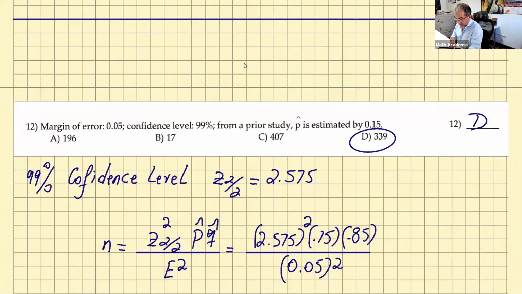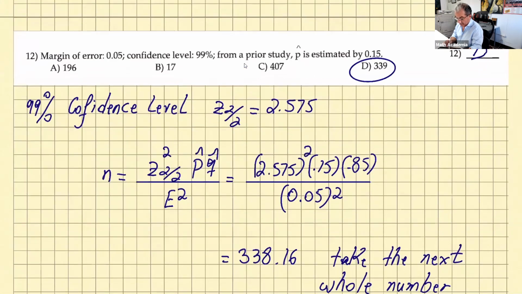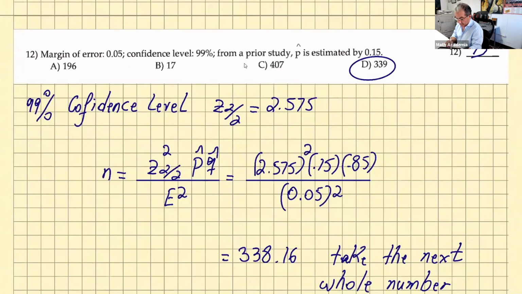Next, same thing. They want the sample size. Margin of error 0.05, confidence level 99%. In a prior study, p hat is estimated to be 0.15. Here, p hat is given, so you don't put 0.25 anymore. So the sample size will be n equals z sub alpha over 2 squared times p hat times q hat over E squared.